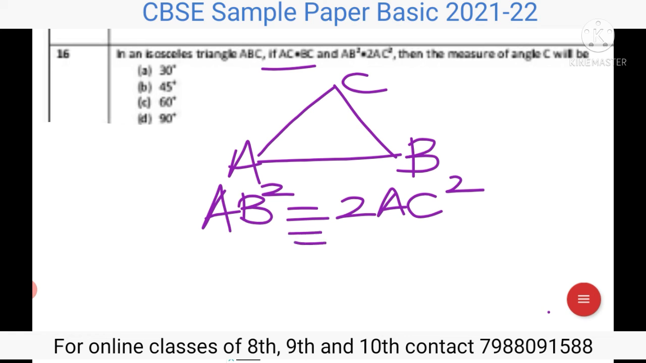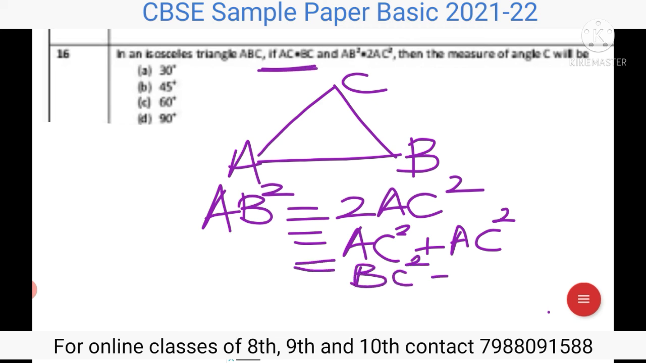So may I break AC square, twice AC square, as AC square plus AC square? I can write it twice. And since AC is equal to BC, I can replace one of the AC by BC square. This gives me BC square plus AC square.